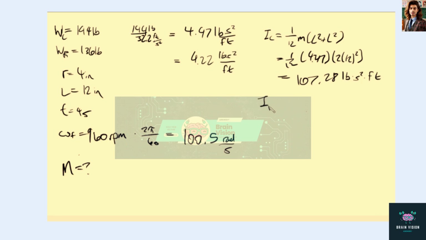We're going to do the same thing with the rod, except this time we have 1/2 mr squared for our moment of inertia. That's 1/2 times 4.22 times 4 squared. That gives us 33.76 pound times second squared times feet.